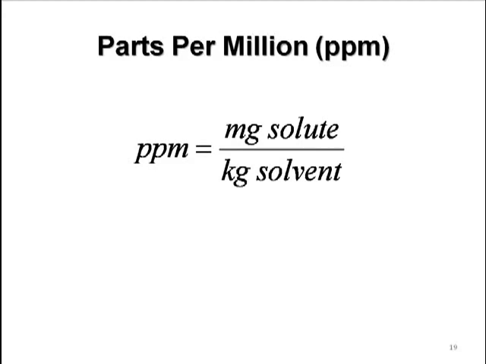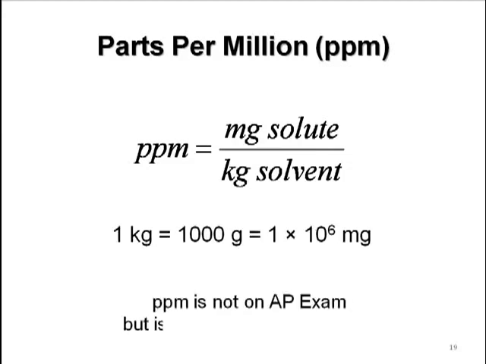Milligrams of solute per kilograms of solvent. This one is also not on the AP exam, but this one is more likely to be on the CST chemistry exam. So you need to be aware that there are different ways of measuring concentration. Parts per million is often used in atmospheric chemistry, or parts per billion, depending on the amounts you're dealing with.